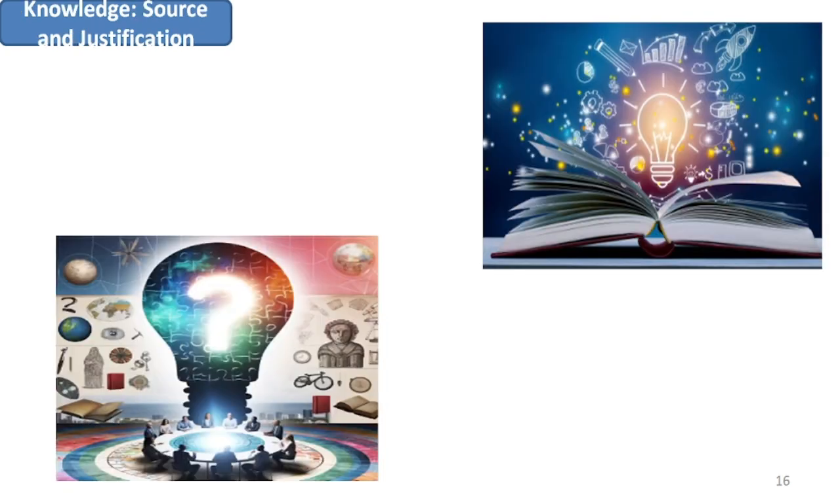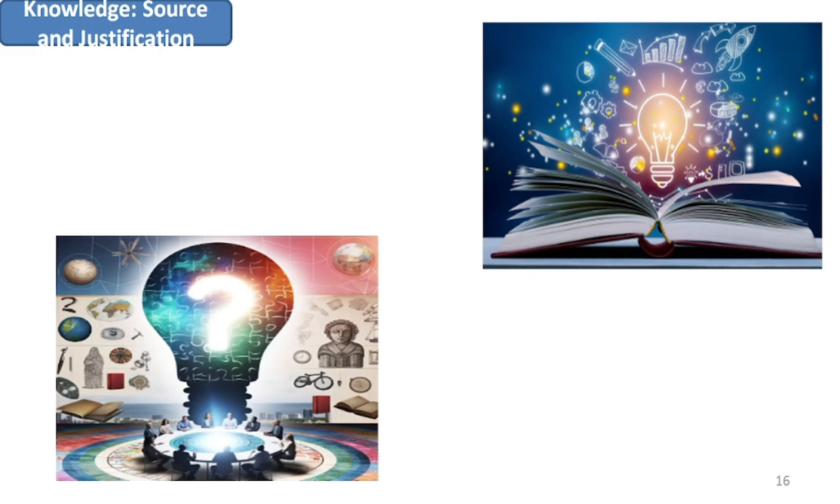Sources and justification of knowledge. The origin of knowledge is another critical concern. Epistemologists study various sources of knowledge, such as perception, reason, memory, and testimony. Source reliability: rationalism and empiricism are two dominant schools of thought.